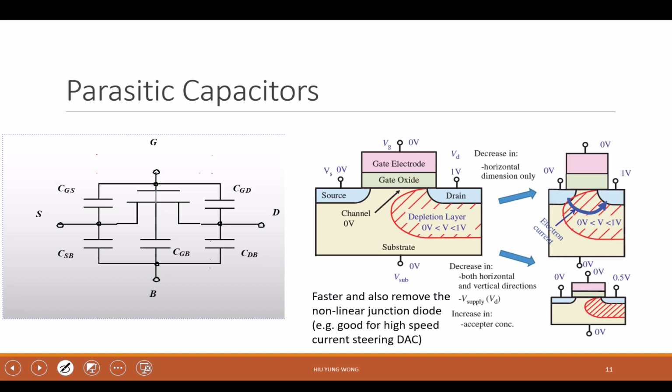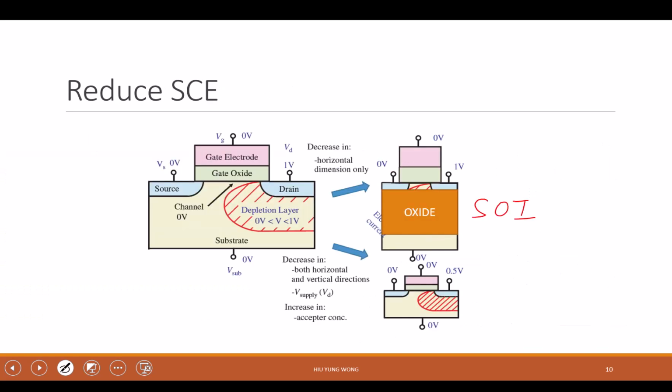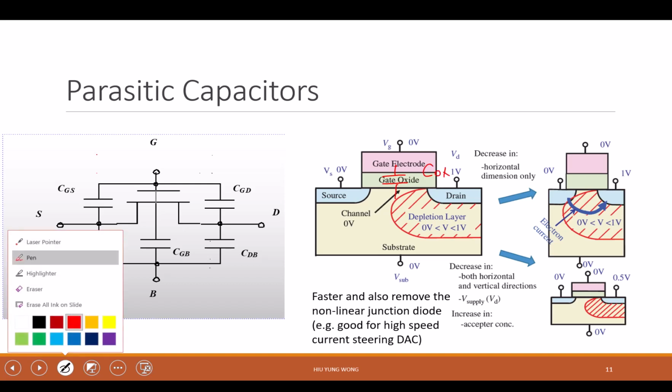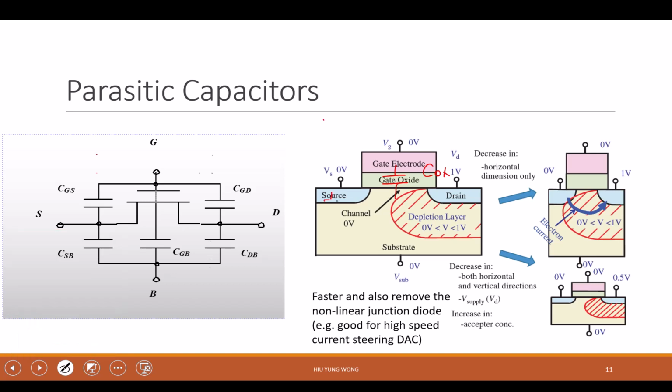Latch up, we say that it can reduce short channel effect. Then another thing is that it can reduce the parasitic capacitance. So let's take a look at the middle. This is a bulk transistor. You know that we have this capacitor. This is COX.